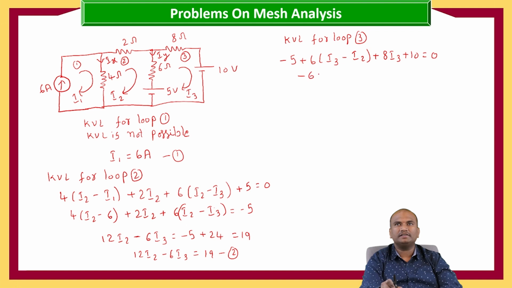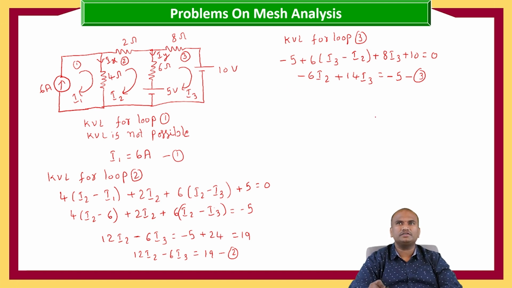That is equal to minus 6I2 plus 8 plus 6, 14I3 is equal to 10 minus 5. The 5 goes to the right side and becomes minus 5. Minus 6I2 plus 14I3 is equal to minus 5. This is our equation number 3. Now I1 has 6 amperes which is already there.